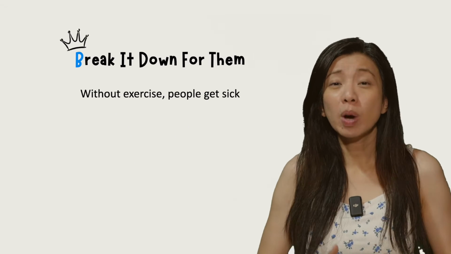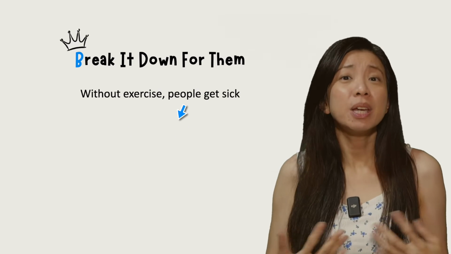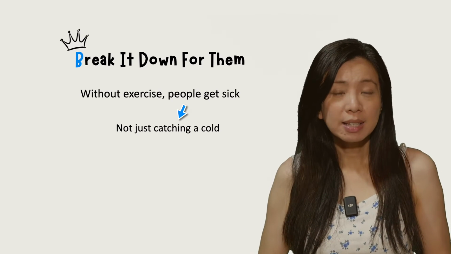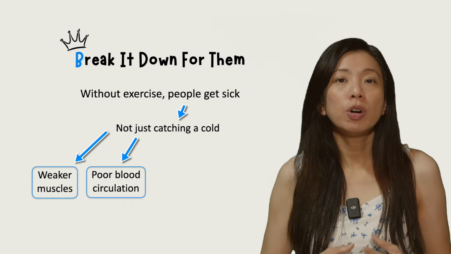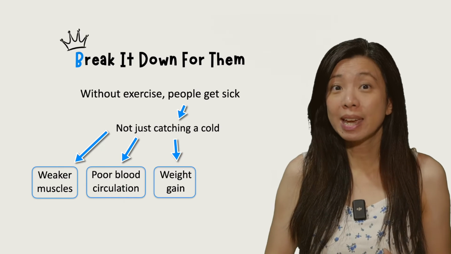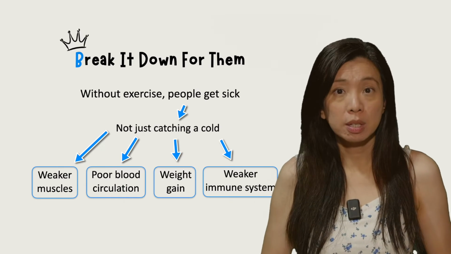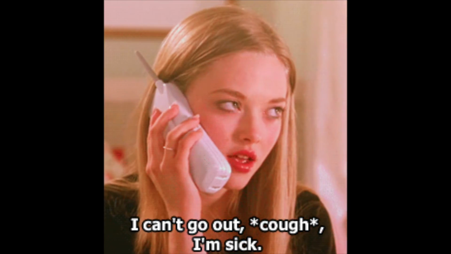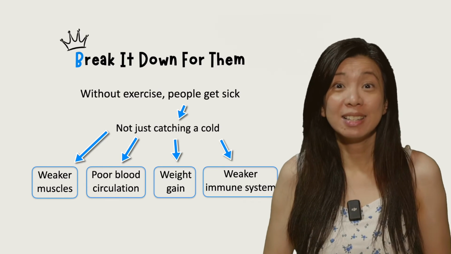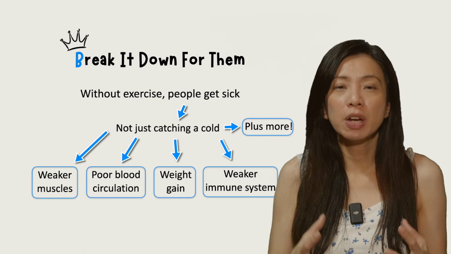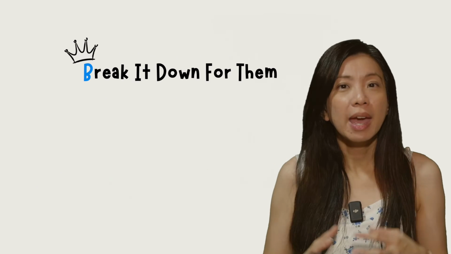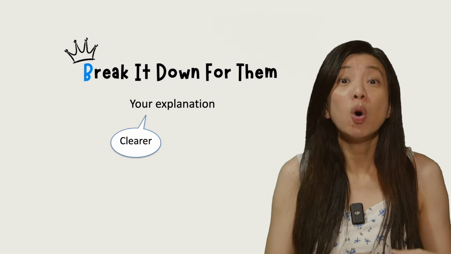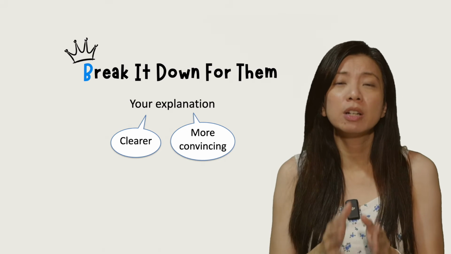Next, we can explain what get sick means, because this doesn't necessarily just mean catching a cold. A lack of exercise can lead to weaker muscles, poor blood circulation, weight gain, and a weaker immune system, making our bodies more vulnerable to chronic illnesses like diabetes or heart disease. So you notice that there's a lot of areas that we can expand on our points. And by breaking it down this way, the explanation becomes clearer and more convincing, which will help your reader fully understand your point.